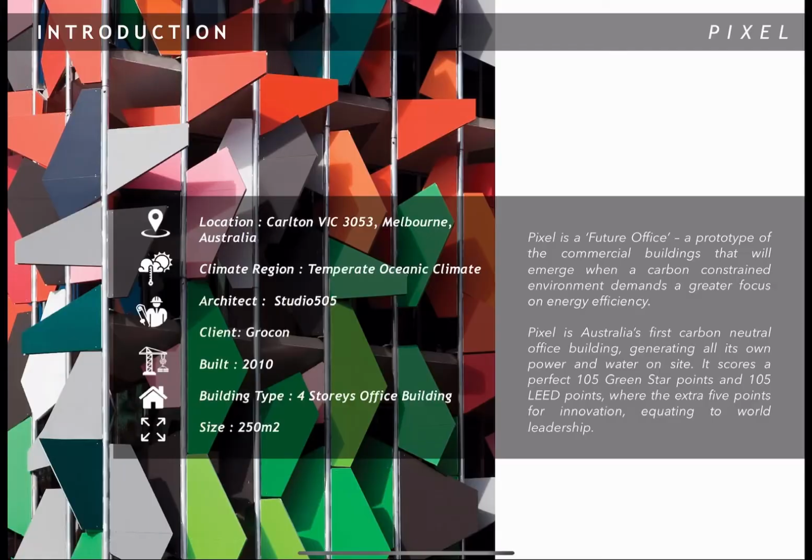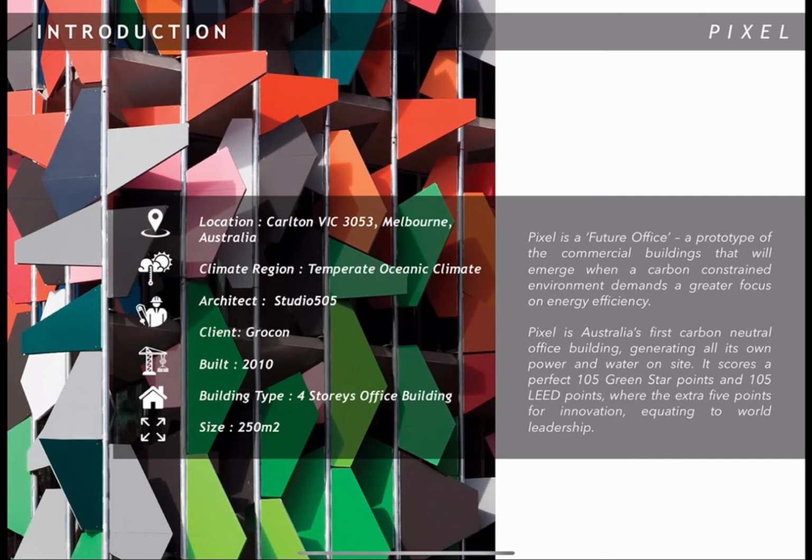Moving on to the Pixel building located at Melbourne, Australia with a temperate climate. Pixel is a future office, a prototype of the commercial buildings that will emerge when a carbon-constrained environment demands a greater focus on energy efficiency. Pixel is Australia's first carbon-neutral office building, generating all its own power and water on site.